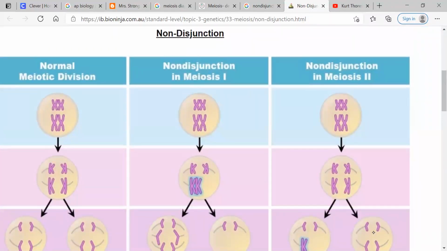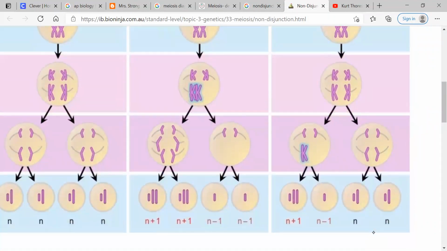Take a look at when non-disjunction takes place in meiosis 2. What are the chances that a cell, or an individual, will be aneuploidic? 50%. So if you had to choose, you would want to go with meiosis 2 because you still have a chance of having some normalcy. If non-disjunction takes place in meiosis 2, you have a 50% chance of the cells being normal. You have a 25% chance of having trisomy. You have a 25% chance of being monosomy, which 25 and 25 is 50% of being aneuploidic. All right?